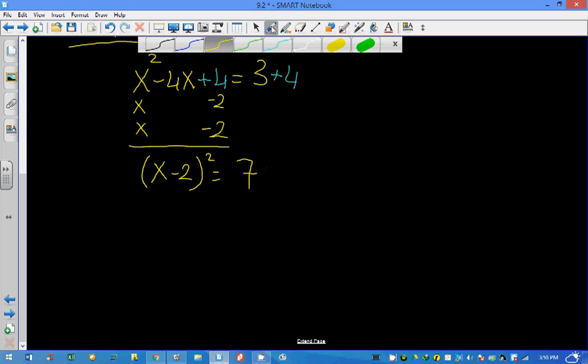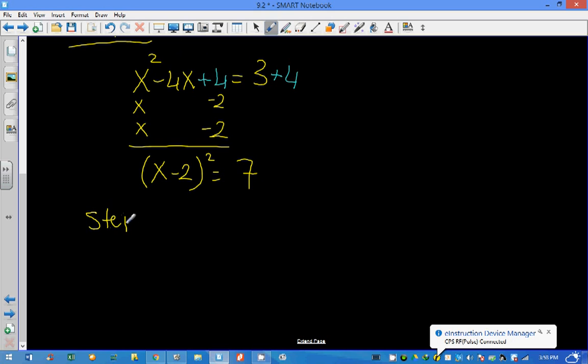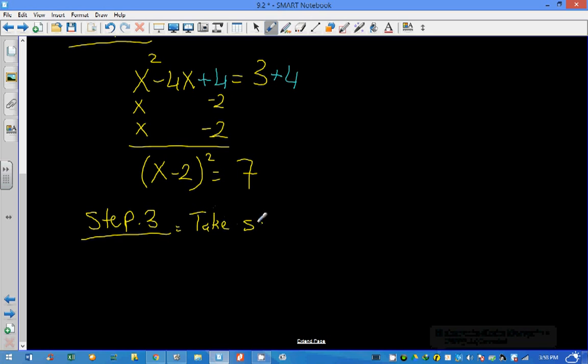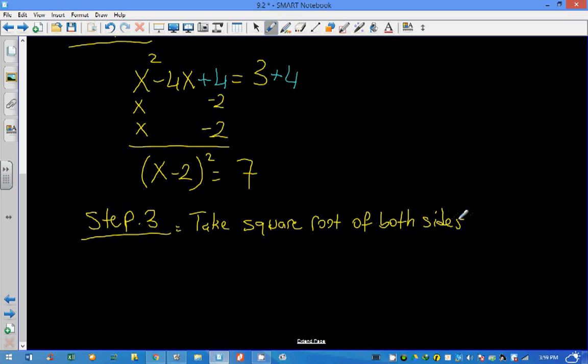Next step, which is step 3. Take the square root of both sides. So let's take a square root of both sides.